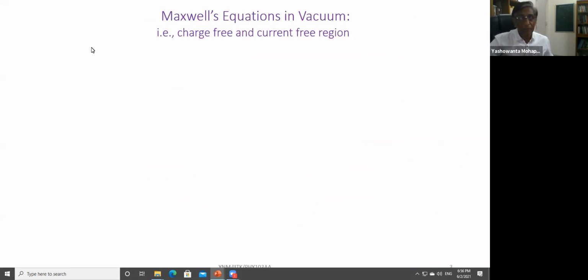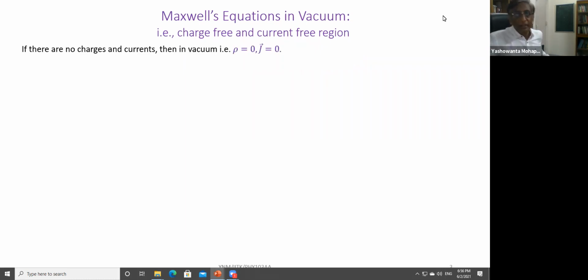Maxwell's equations in vacuum. By vacuum or free space, I mean that there is no charge and there is no current. Where is that space? Okay, in normal air, in the planetary sphere, the light coming from sun to earth, we are all in charge-free and current-free regions. Okay, so that is what we're talking about. What does that really mean? That really means there are no charges, and then in vacuum rho is equal to 0, and J is equal to 0.